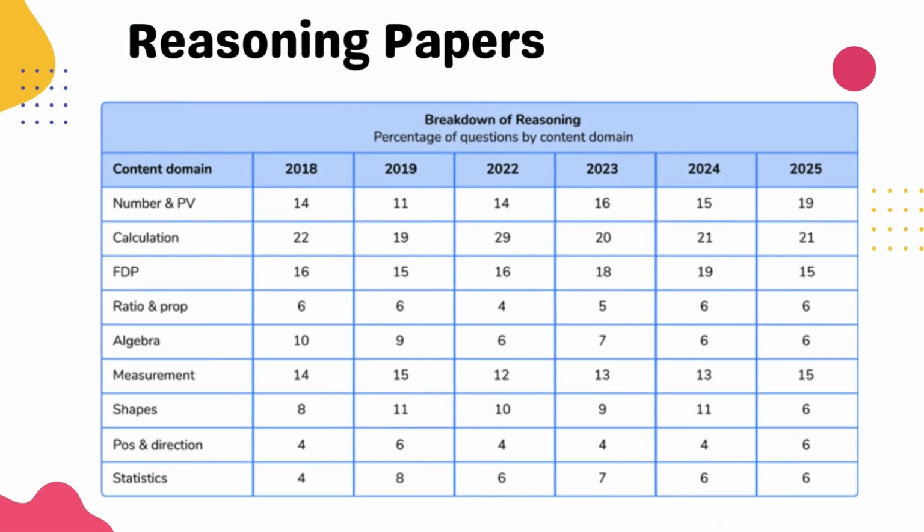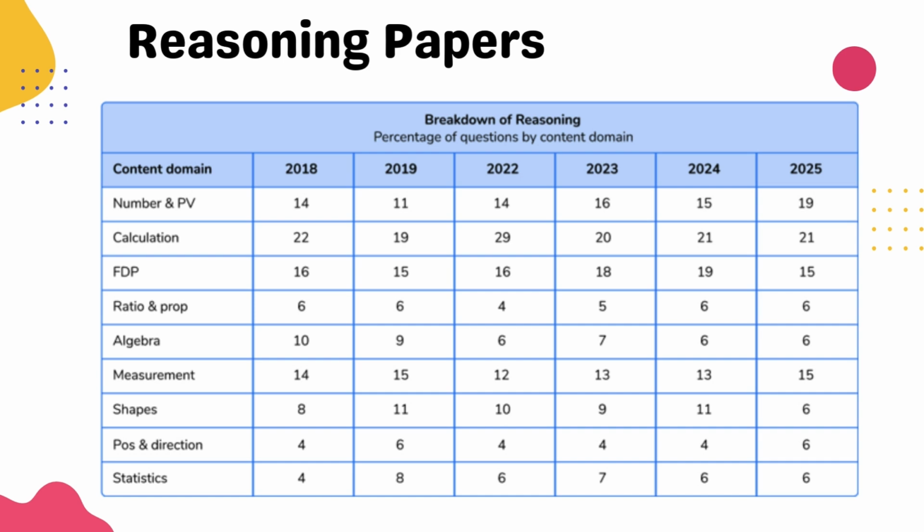So moving on to the reasoning papers. Again, you have the same content domains, similar, but you have additional ones like ratio and proportion, algebra, shapes, position and direction, and statistics. Now, you'll notice that, again, like with the arithmetic paper, calculation is the highest. Fractions, decimals, FDP stands for fractions, decimals, and percentages. So children being really confident in understanding fractions and converting between fractions and decimals and percentages, understanding how to calculate percentages. All of that is really important because they're covered a lot in the papers.